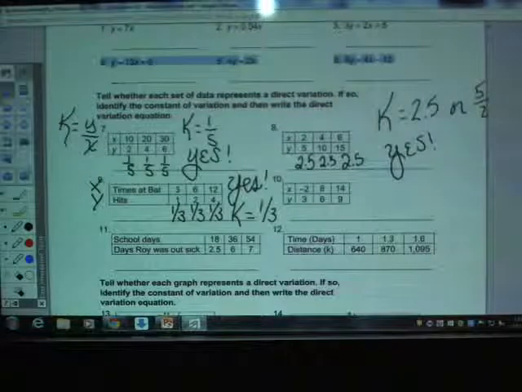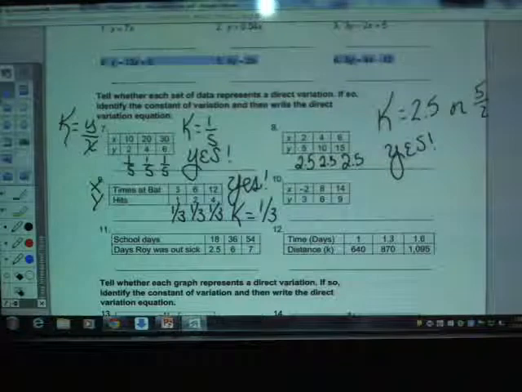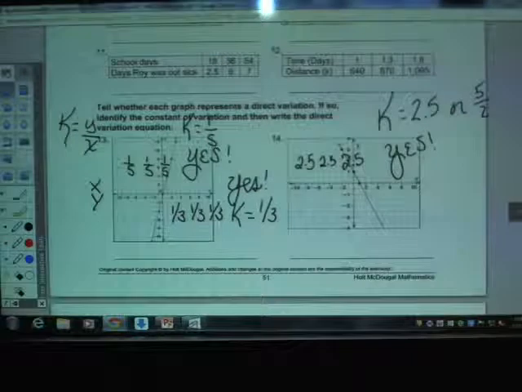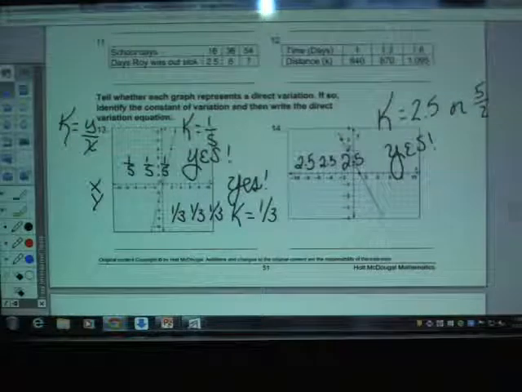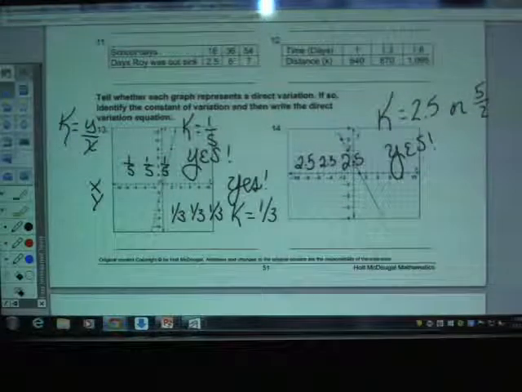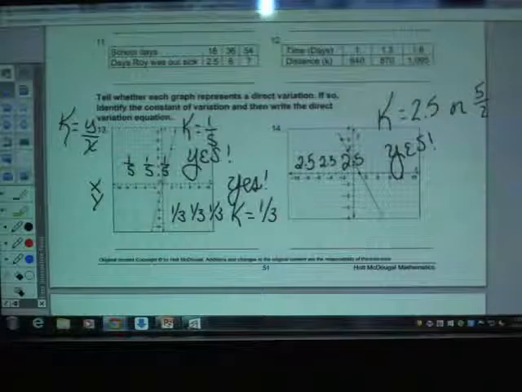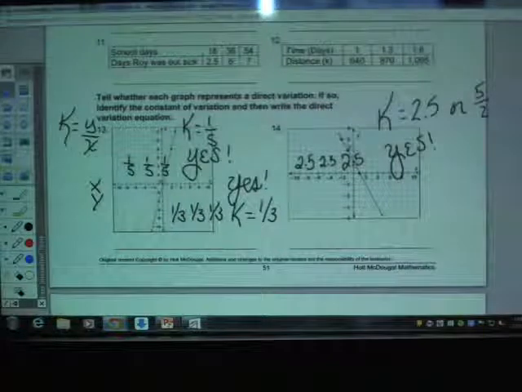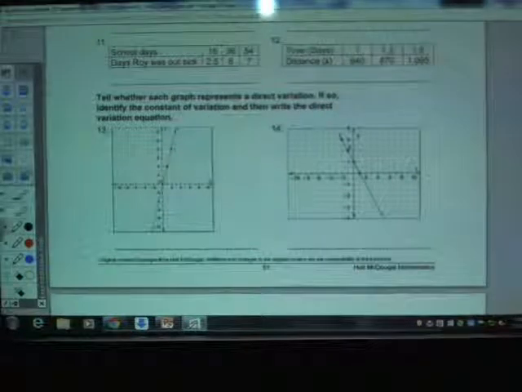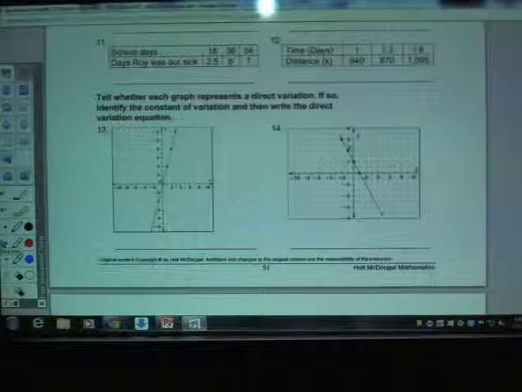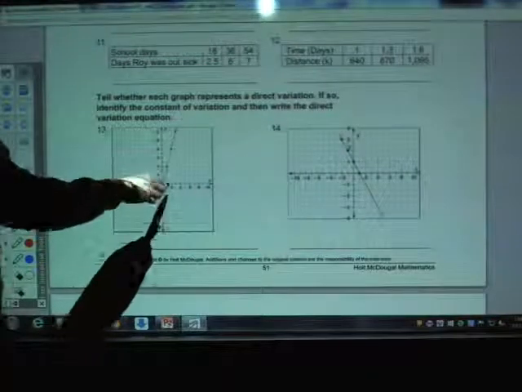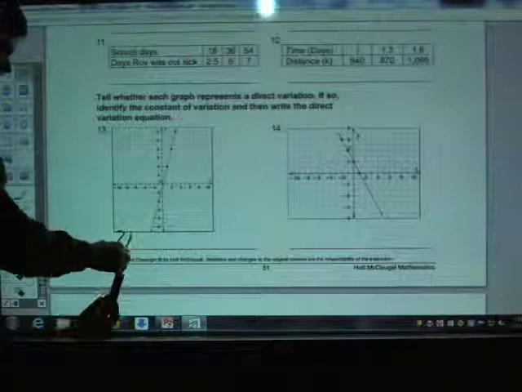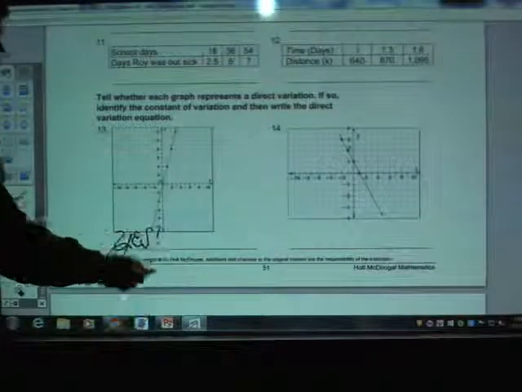All right, let's go down to the bottom part here. Tell whether each graph represents a direct variation. If so, identify the constant of variation and then write the direct variation equation. All right, so remember, as we've said many times here, the y-intercept in direct variation has to be 0, which means in essence, in order to be direct variation, the graph is going to have to go through the origin. Well, if we take a look at this graph here, number 13 goes through the origin. So to answer if it's direct variation, you write yes.